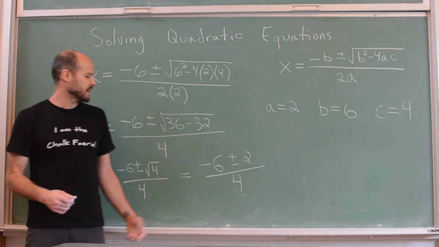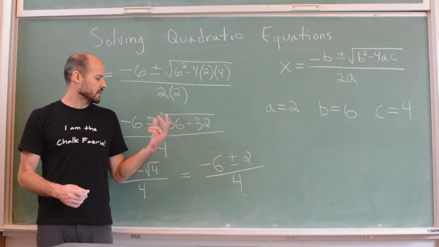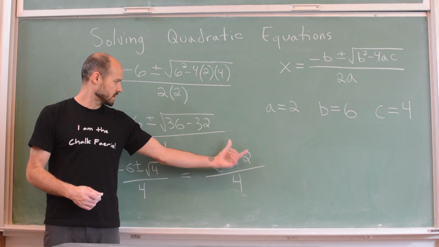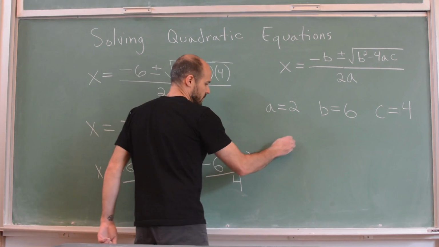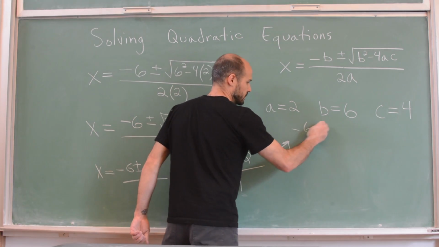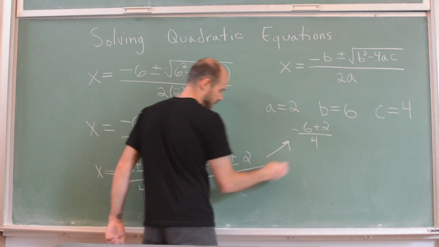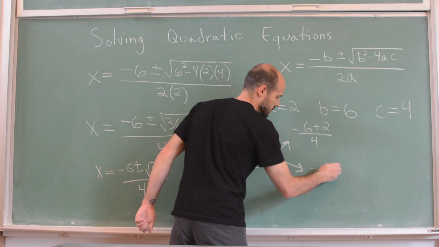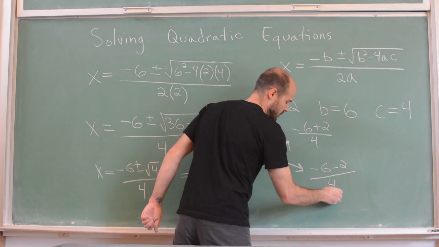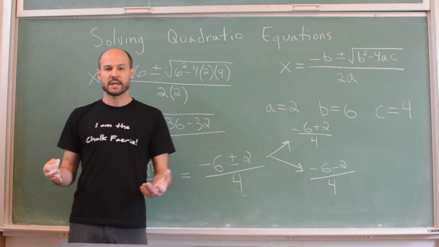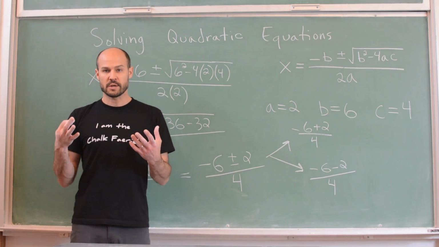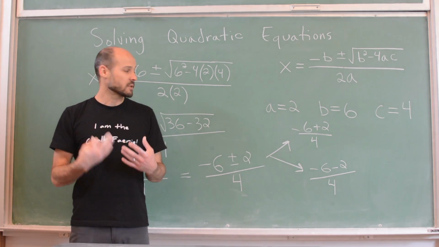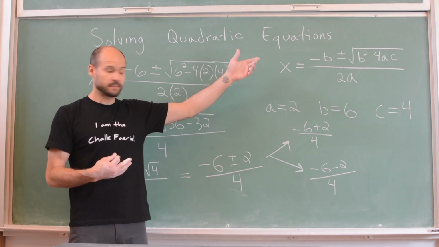And to help us out a little bit, we'll recognize here that we have 2 solutions. 1, negative 6 plus 2 over 4, and the other solution, negative 6 minus 2 over 4. Remember, we got 2 solutions when we solved quadratic equations by factoring. Here we're going to get 2 solutions by solving quadratic equations using the formula.